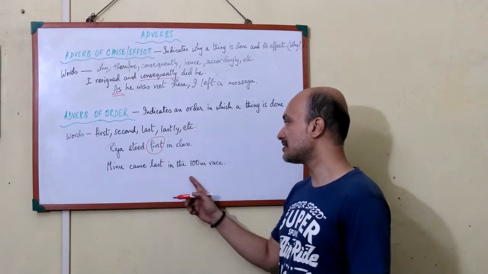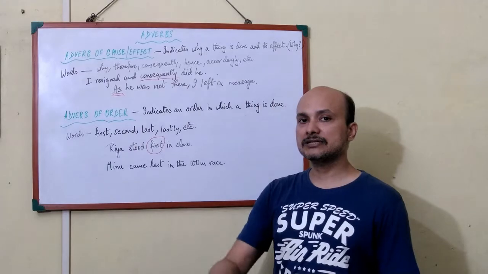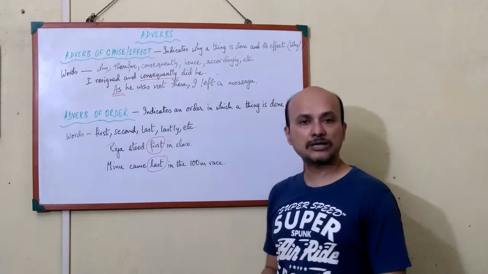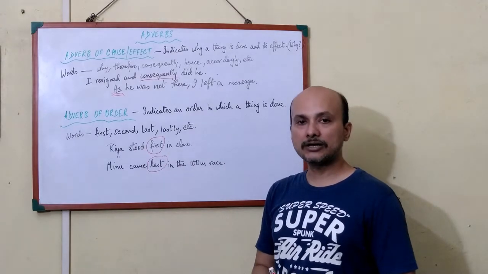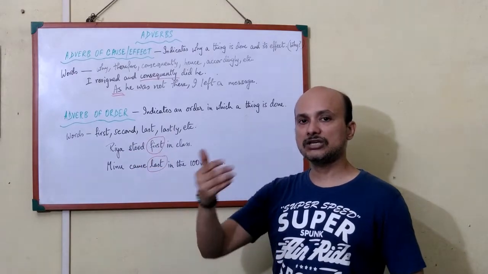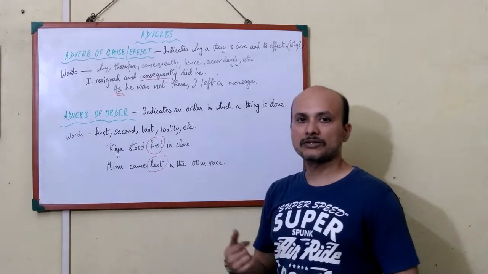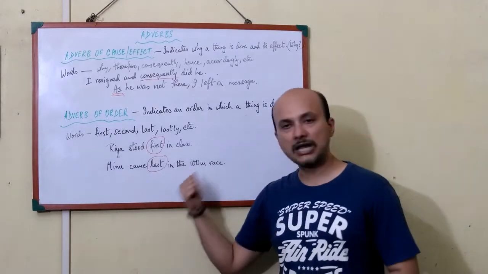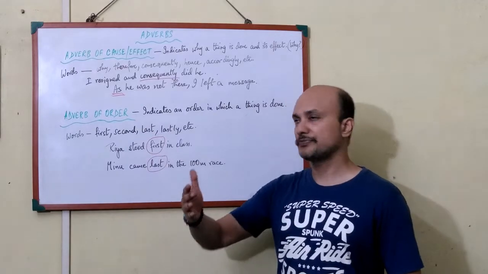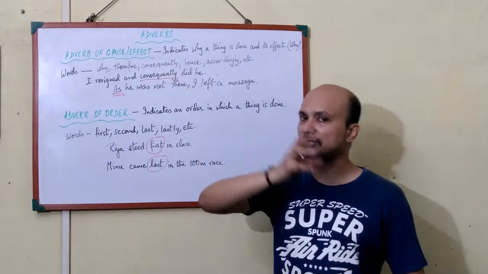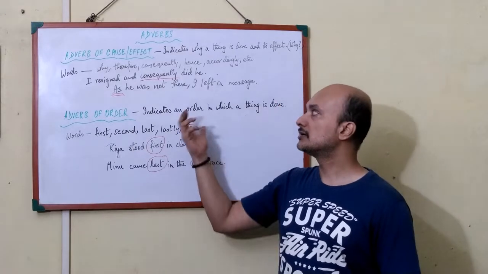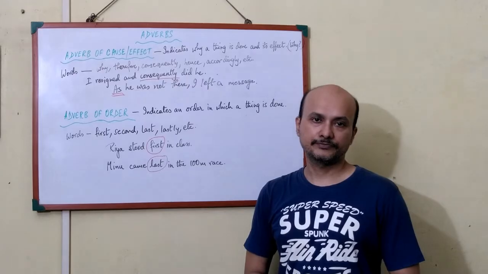Next one. Meenu came last in the 100 meters race. In the 100 meters race, what was her order? What was her position? She came last. This was her position. So this indicates the order in which she finished the race. In this case, Meenu came last in the 100 meters race. So the adverb of order deals with the position. And the adverb of cause and effect tells us about the cause, or it tells us about an effect or the result of an action that has taken place.